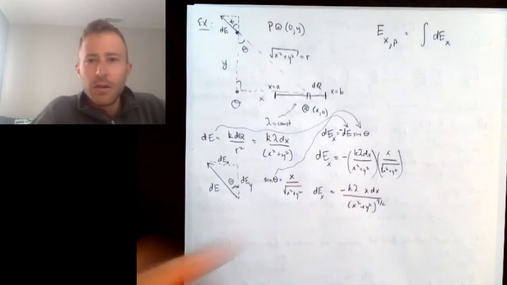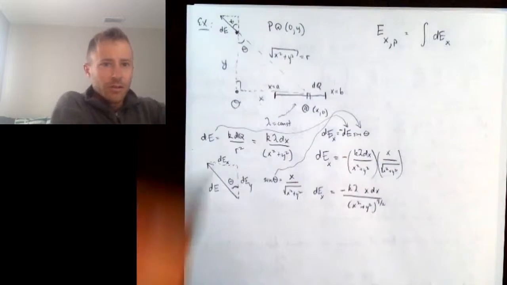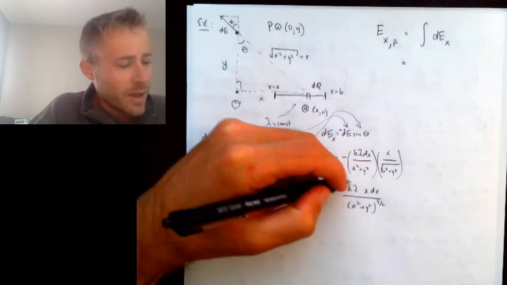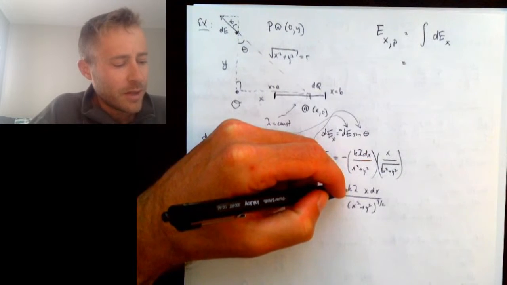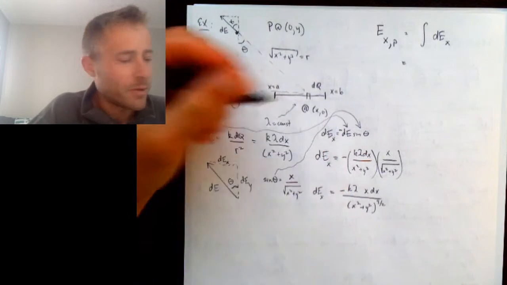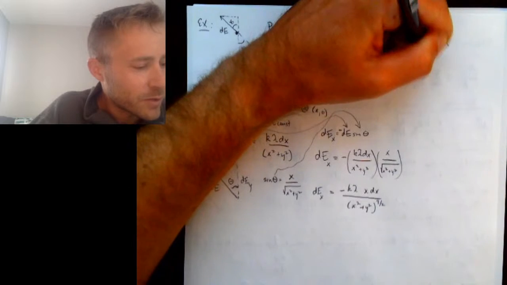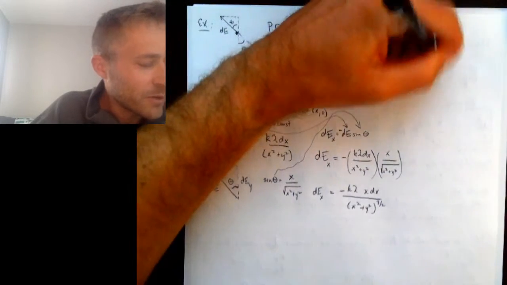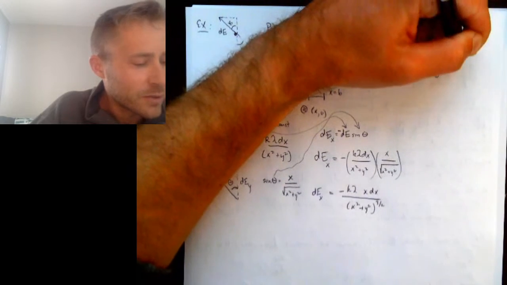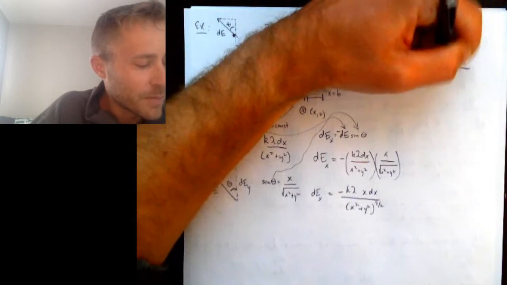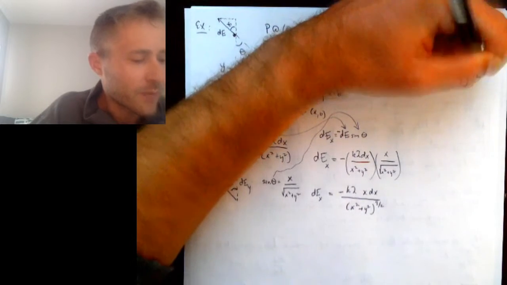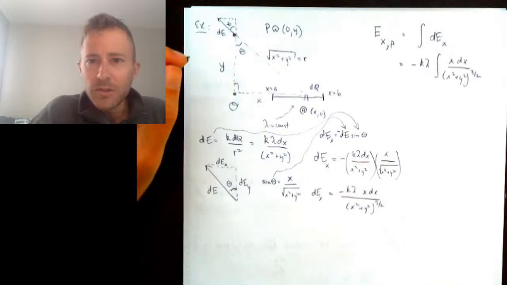All right. So now I'm going to take that and plug it into my integral. k, lambda, and -1 are all constants, so I'm going to factor those out. So I have minus k lambda factored out of the integral, and then I have the integral of x dx over x squared plus y squared to the 3/2. So what are my limits of integration?